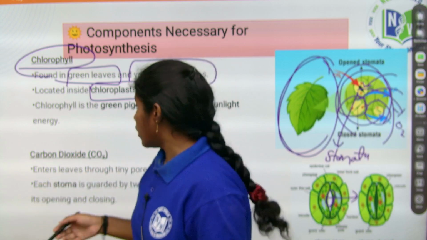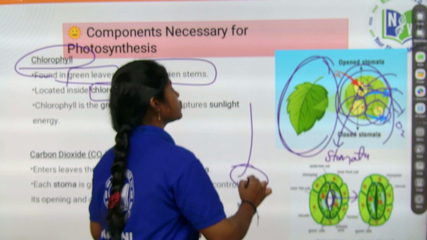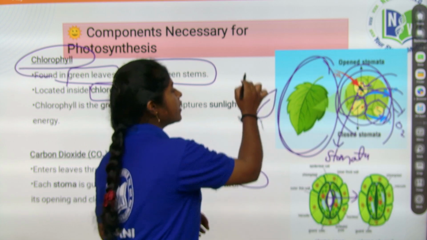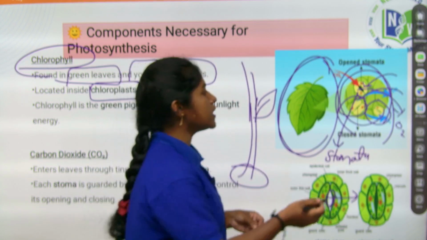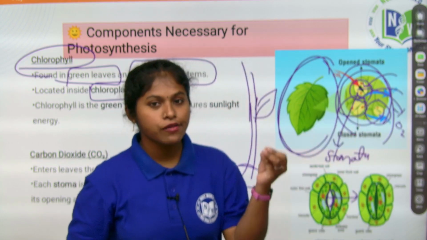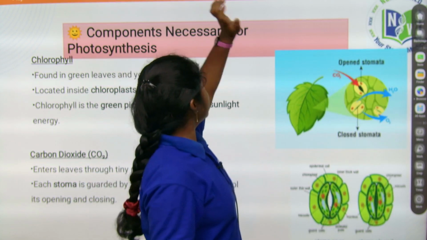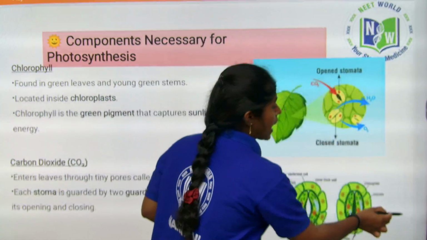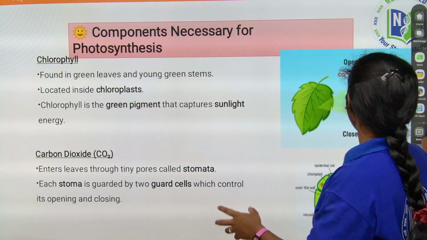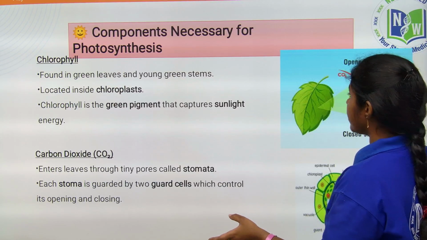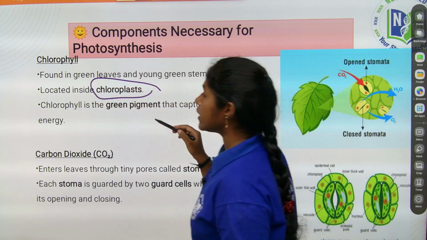And also, we know that water is transported through the roots to the leaves of the plant, right? And the water also goes to the leaves through the stomatal pore. The exchange of gases and water happens when the stomata is open, right? By closing, does the exchange happen, children? No, not at all, right? So see here. Where is this chlorophyll located, children? In the chloroplast.